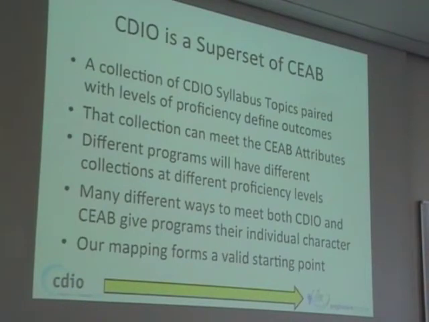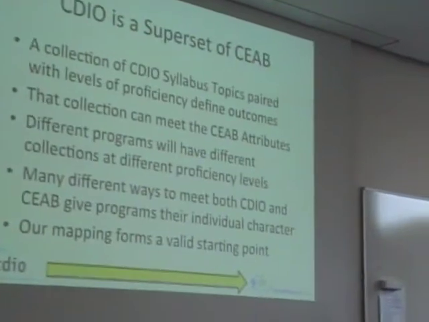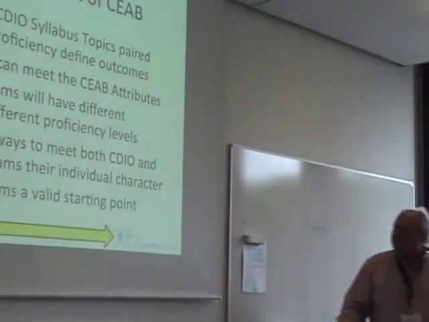Not a one-size-fits-all sort of, you must have all of the same things and we're all going to be cookie-cutter molds. So this mapping gives you a starting point, and you can add and remove things, but it gives you some evidence that you can use to show that you meet the mapping.